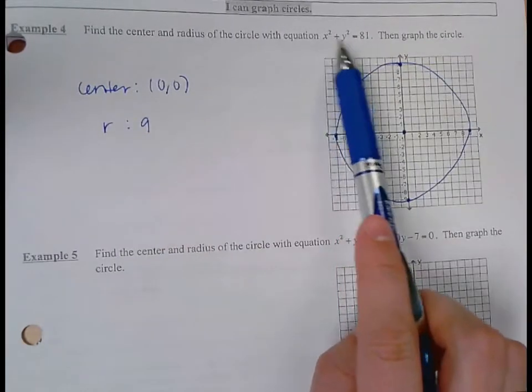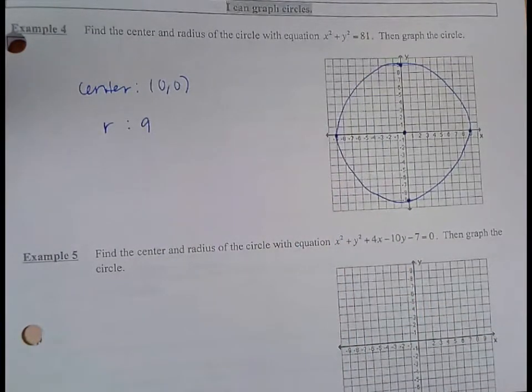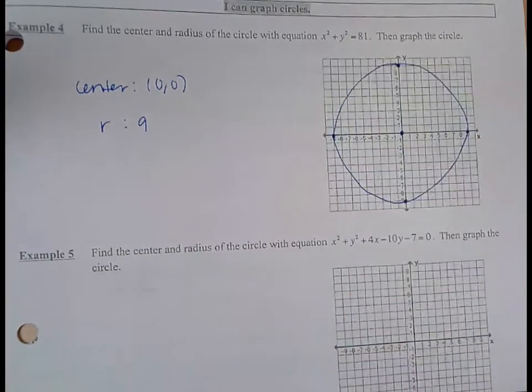Your h and your k, x squared, y squared, because you don't have an x minus h or a y minus k. So you'd have to find hk. But if you have x squared and y squared without a quantity squared, they're both 0.